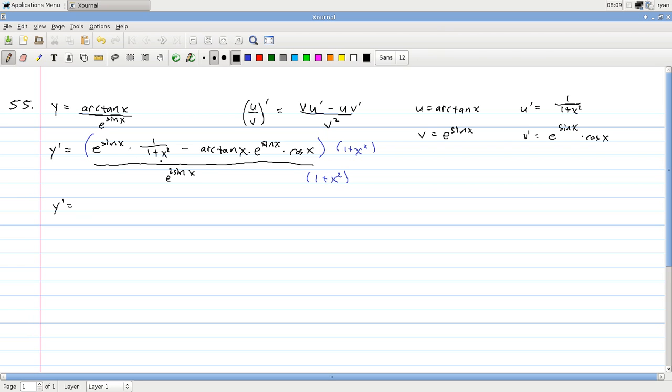on this first term, the 1 plus x squared will cancel, leaving us e to the sine x. On the second term, there is no denominator to cancel, so we just leave all 4 factors here. Arctangent x, e to the sine x, cosine x, 1 plus x squared. In our denominator, again, there is nothing to cancel, so we leave both factors, e to the 2 sine x times 1 plus x squared.